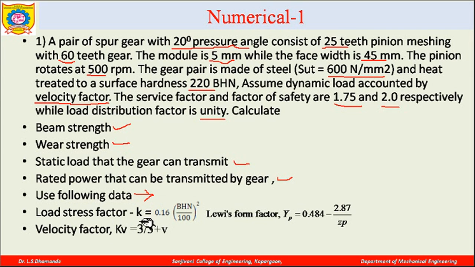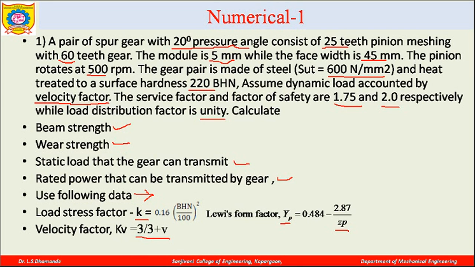The load stress factor K is given by 0.16 into (BHN by 100) squared, and the Lewis form factor equation is 0.484 minus 2.87 by Z. So if you are calculating it for pinion, here you are going to use the number of teeth on the pinion, and if you are calculating for gear, it will be Zg here. And the velocity factor Kv is given as 3 upon 3 plus V.